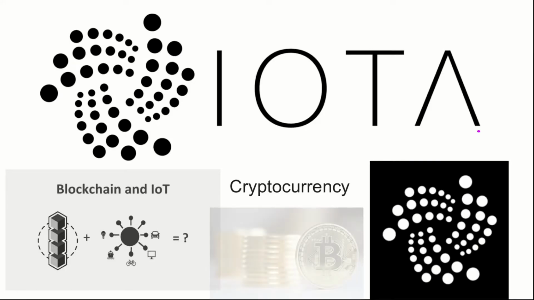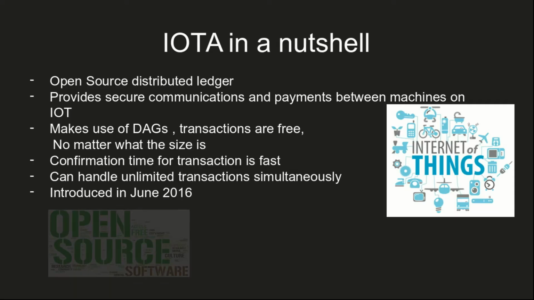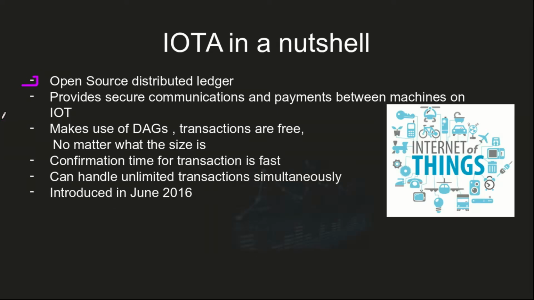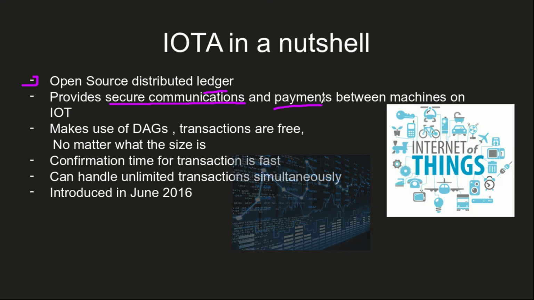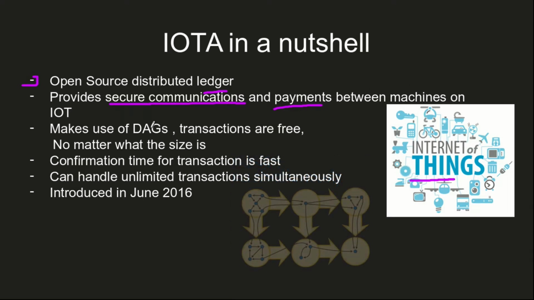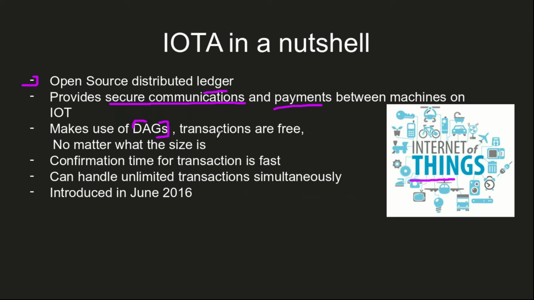If you have been following news for a while, you may have come across different cryptocurrencies like Bitcoin. In this section, we'll cover IOTA. IOTA is an open source distributed ledger, also known as cryptocurrency, which focuses upon providing secure communications and payments between devices on the Internet of Things. It makes use of directed acyclic graph (DAG) technology, which we'll get back to later, instead of the traditional blockchains.